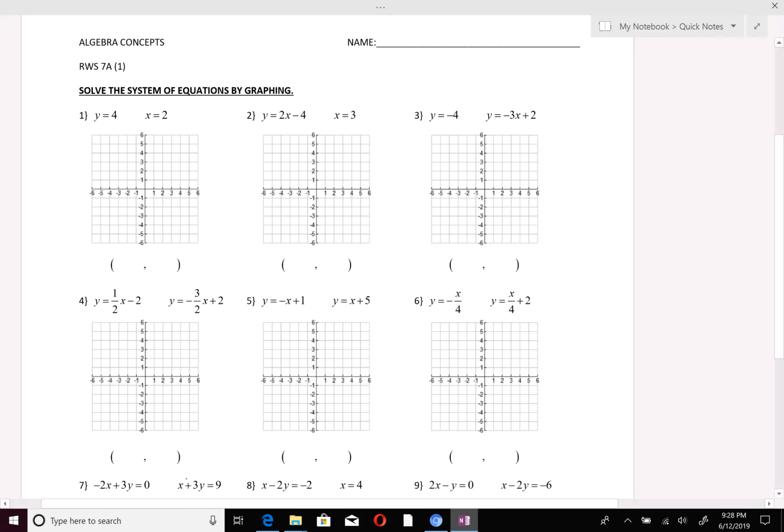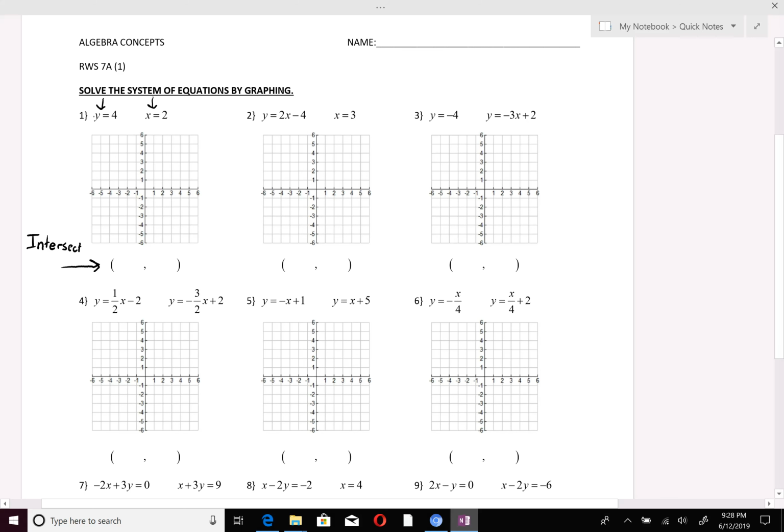So review worksheet 7A is all about graphing. You're going to be graphing the two lines, or the two equations that are provided, and where they intersect is where you'll get an ordered pair out. What that means is that there's a solution for both of these lines at that point.